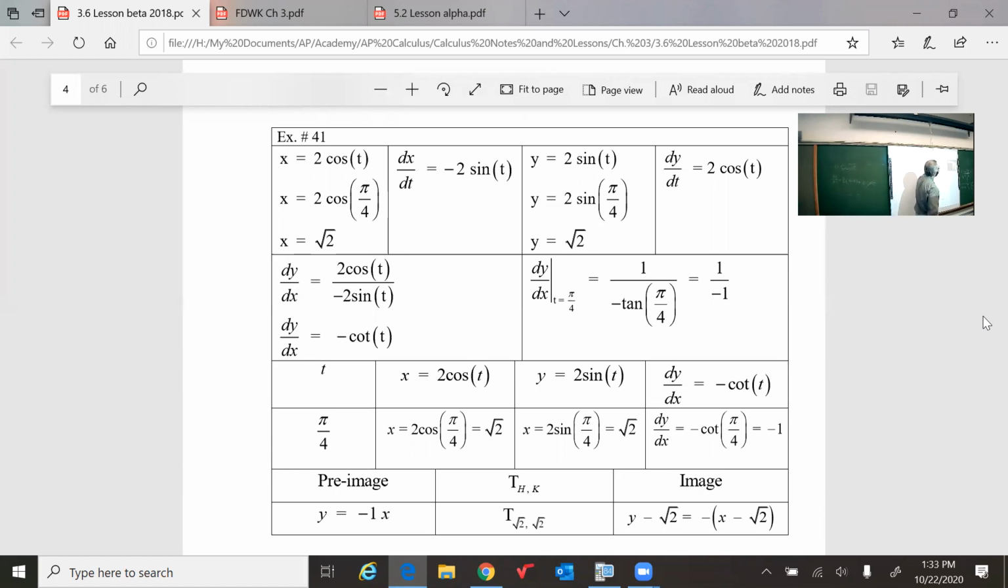The derivative of 2 sine t is 2 cosine t. I want dy/dx. So it's dy/dt over this. The 2 is reduced, you get a negative cosine over sine, which is negative cotangent, which is the reciprocal of tangent. At pi over 4, the tangent is 1. The reciprocal of 1 is 1. So the slope would be negative 1.